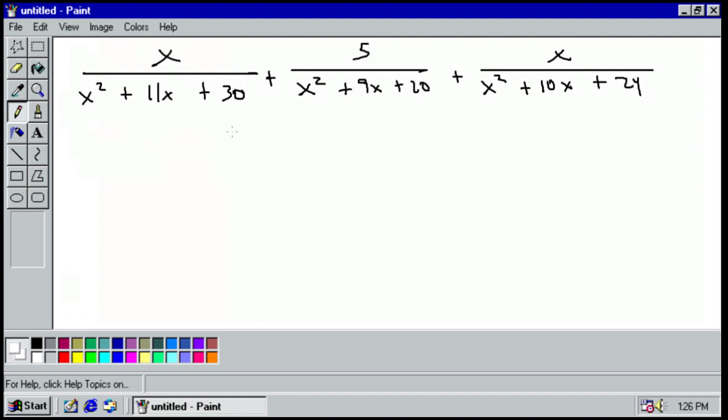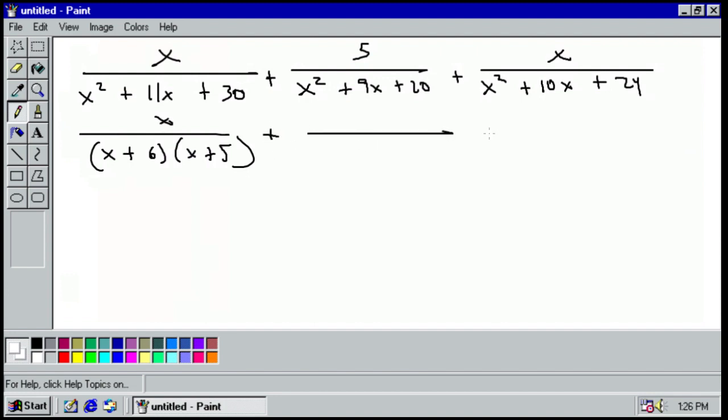So we have 30. What are the factors of 30 that equal 11? That will be 6 and 5. 6 times 5 is 30, and 6 plus 5 is positive 11. So we need to find two different factors of 30 that will equal the middle number of the quadratic equation, which in this case is 11. So we're just going to have x plus 6 and x plus 5 as factors. And now let's copy the numerator x.